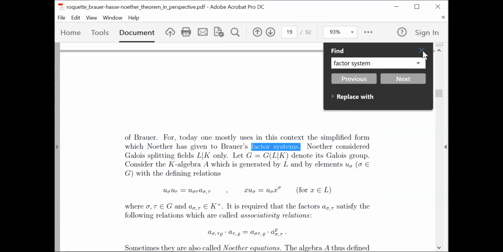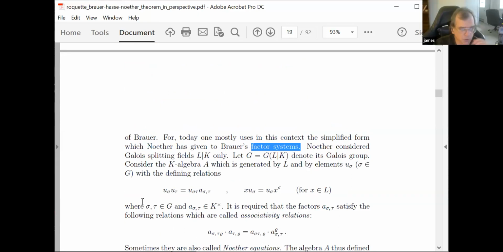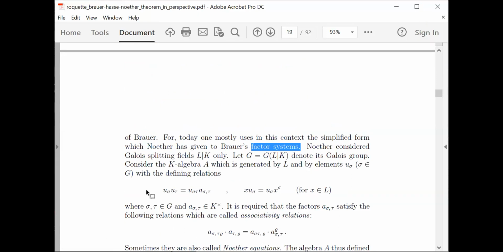Maybe these are too many formulas for your brain to absorb, but it's okay. So instead of looking at different powers of this element that I was calling U, the generator of the cyclic group, we put in a bunch of them, one for each element of the Galois group. And then we multiply them in this twisted way: U sigma times U tau is U sigma tau times some fudge factor, which can be any invertible element in our little field.